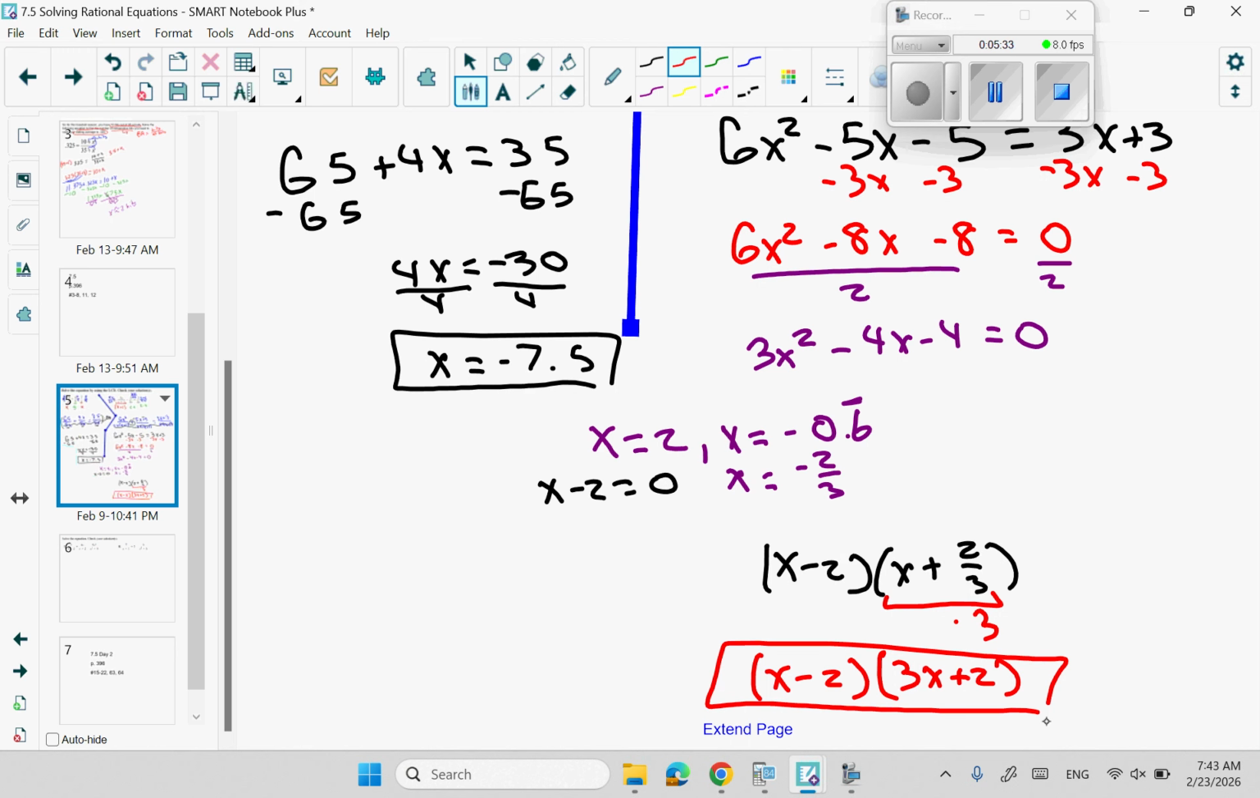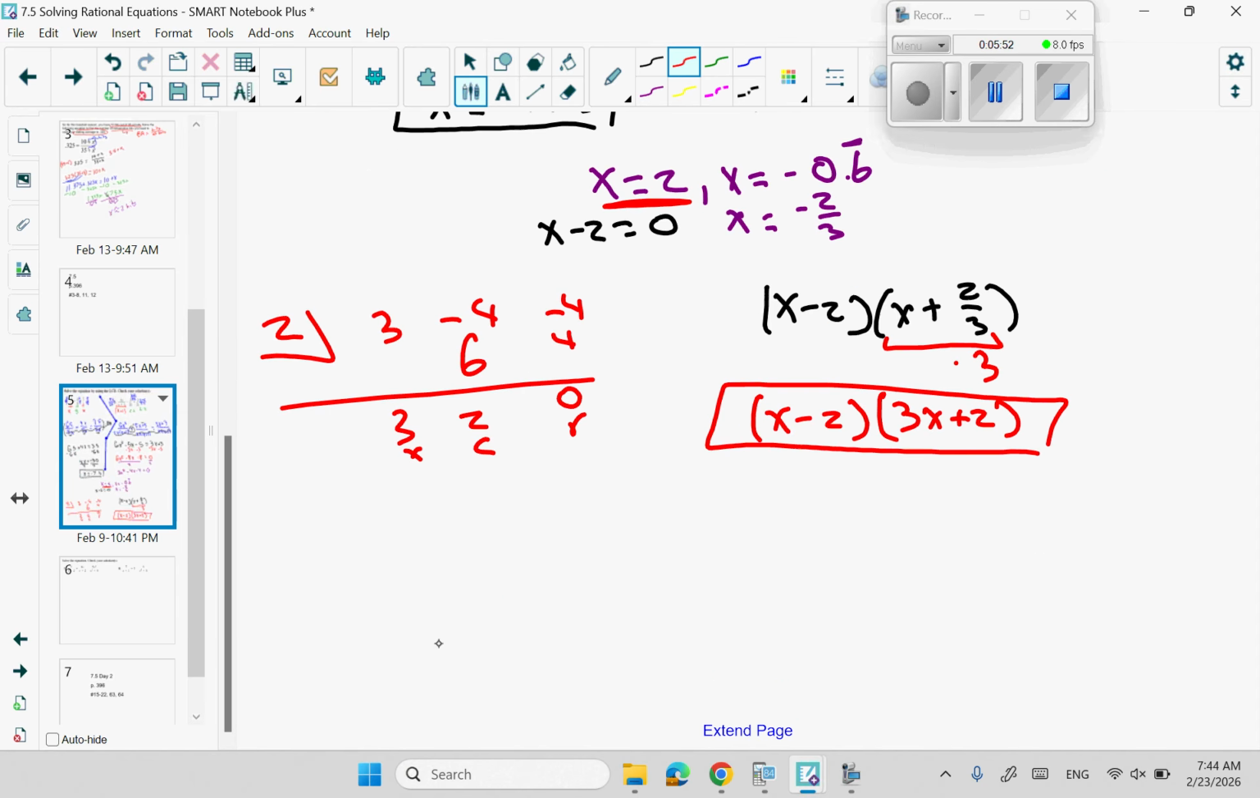Otherwise, you could have synthetically divided with 2. You could also do that as well. So if you did that, 2, 3, -4, -4, drop the 3. 2 times 3 is 6. 2 times 2 is 4. You still get the same thing of 3x plus 2. Either's perfectly fine there.